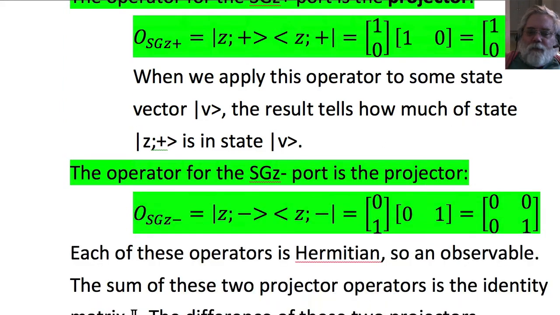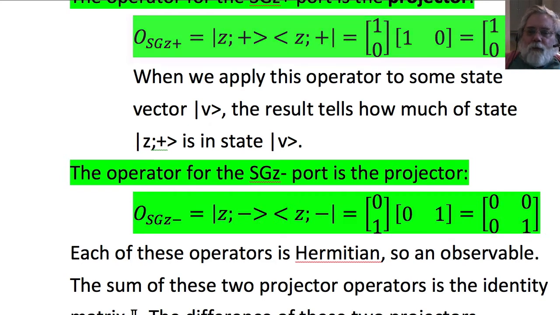The operator for the SGZ minus port is the projector ket Z minus, bra Z minus, column vector 0, 1, row vector 0, 1, which gives us the 2 by 2 matrix, which is 0 in all elements except element 2, 2, which has value 1.